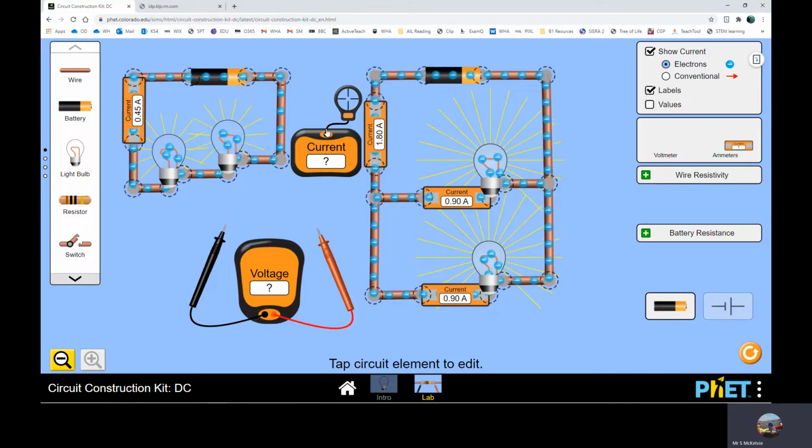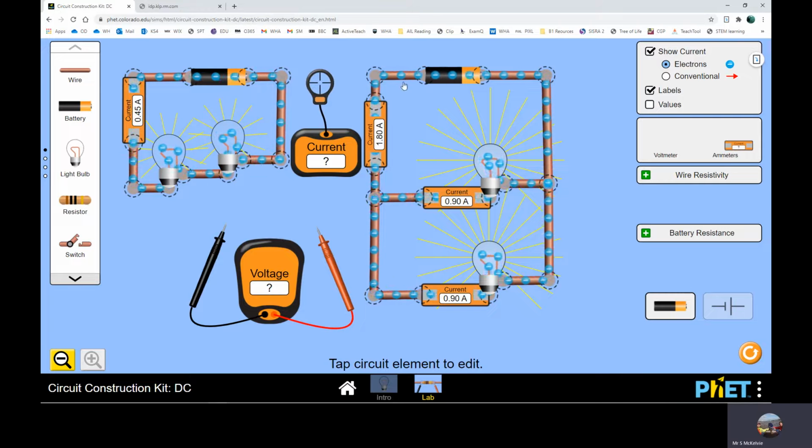This is a mobile ammeter. So wherever I put this little arrow here, it's going to tell me the current, the intensity of current, the rate of flow of charge at any point in the circuit. Now my ammeter here measures a current of 0.45 amps. Anywhere I put this mobile ammeter on my series circuit will show me the same current, 0.45 amps. So we say that the current in a series circuit is always the same.